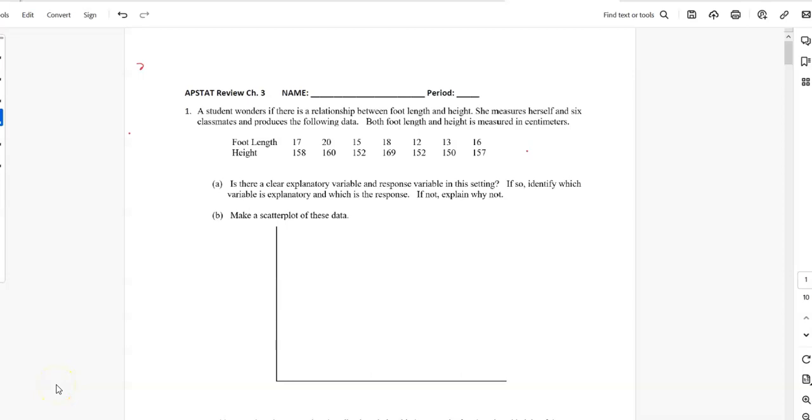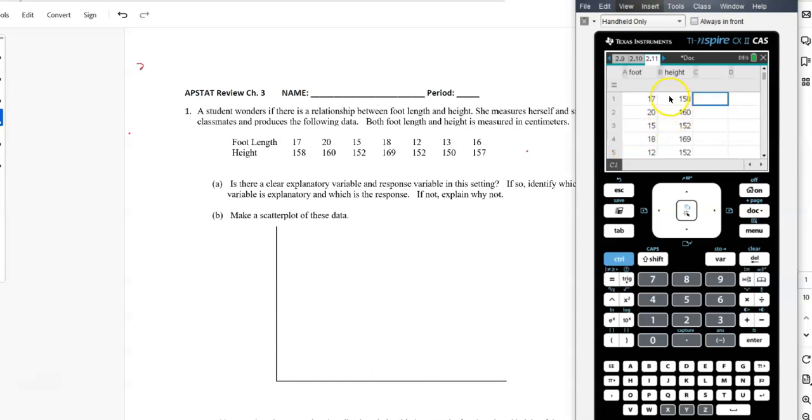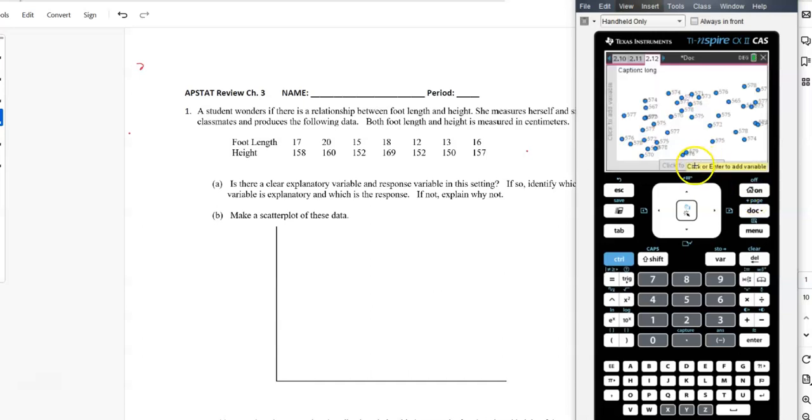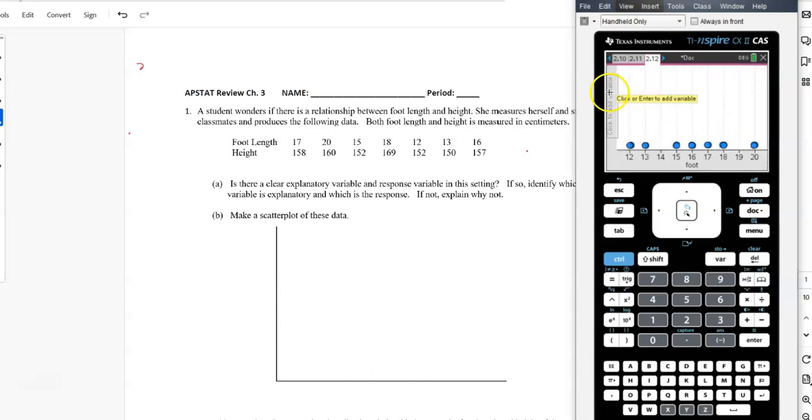So here's the review for chapter 3. I might start by putting this in the calculator, so put the data in, make sure to call the columns names. I called it foot and height. And so if I go to a data statistics page, swipe over there to foot for X and height for that one. So the first question, is this a clear explanatory variable?